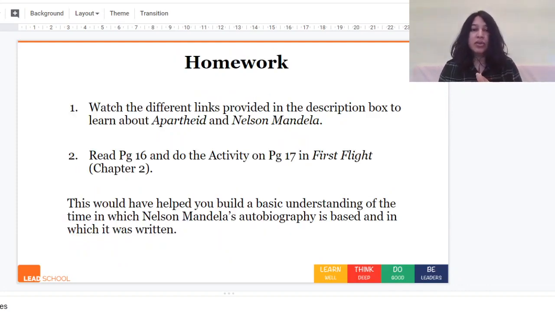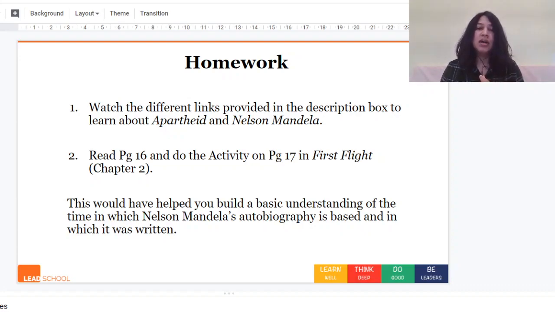So first let's look at the homework that we were supposed to do. First, we are supposed to watch the different links provided in the description box to yesterday's class and learn more about apartheid and Nelson Mandela. So I hope you've done this homework. If you've not, then please do it before we begin our class.